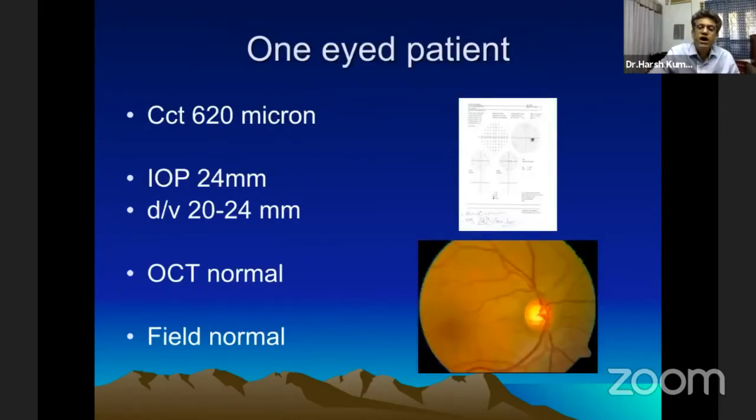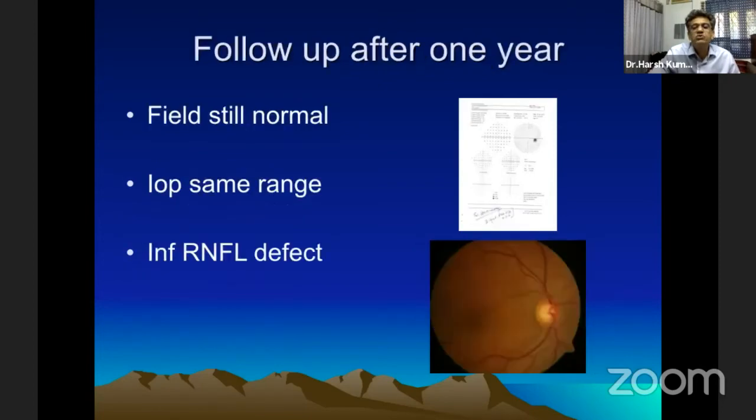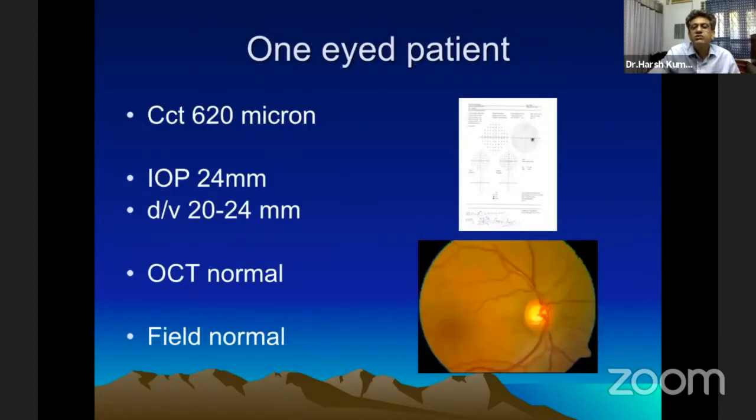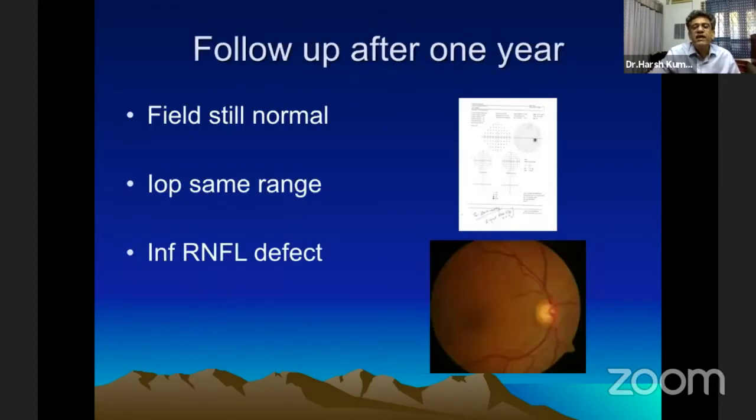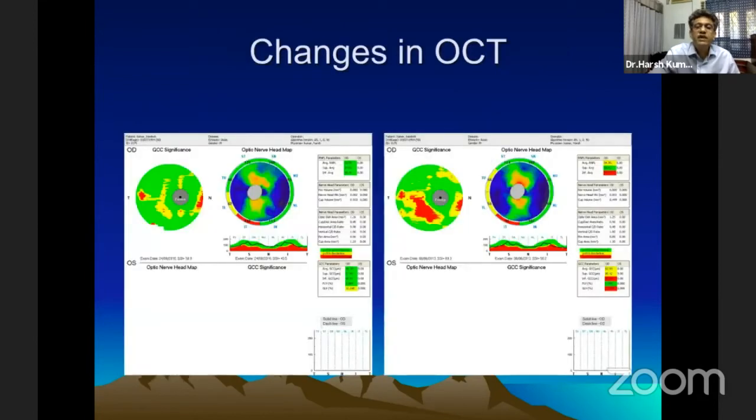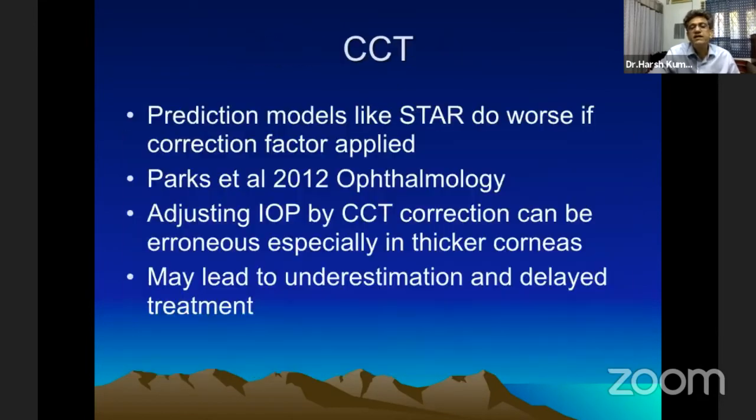Just to show you how observation can also lead you to problems. A one-eyed patient, 620 micron thickness, diurnal variation 20 to 24 millimeters, field is normal, disc is normal, everything looks good. And so I sit on it and I say, all right, come back after 3 months. The patient walks in after 1 year. And what we realize is, oh my God, the field is still normal, but there is an early wedge defect over here. That means OCT would already have shown us that there are changes.